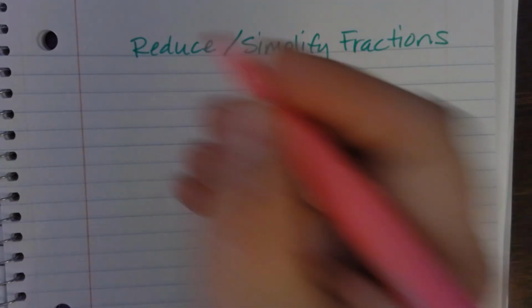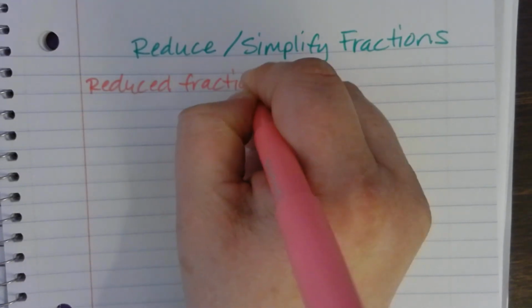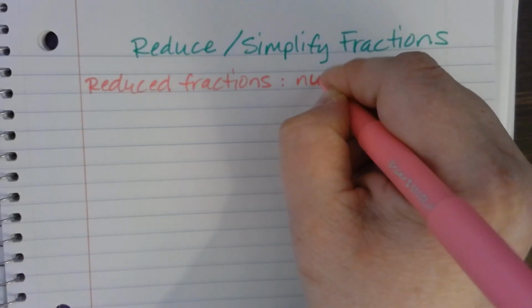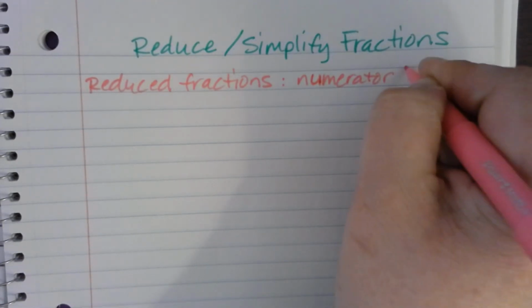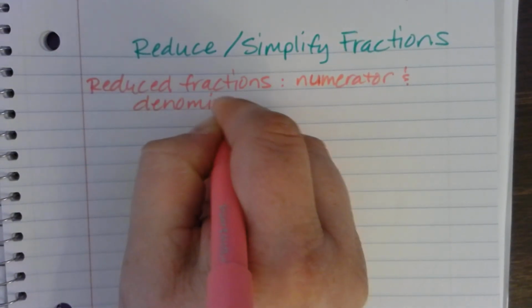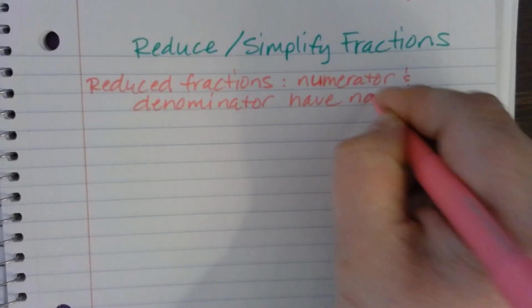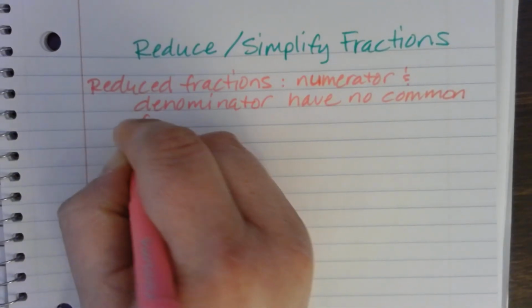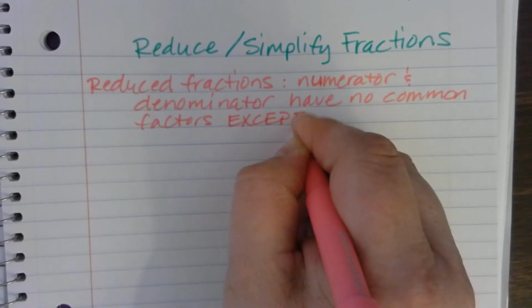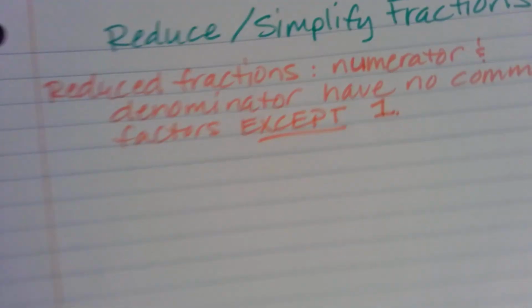All right. So reduced fractions are where the numerator and denominator, yep, start catching up, have no common factors except 1.